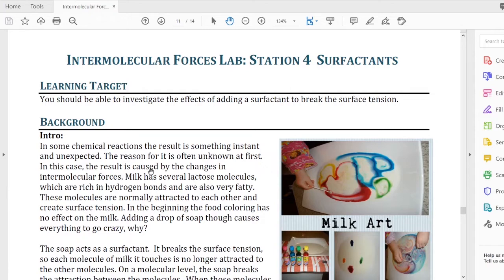So in some chemical reactions, the result is something instant and unexpected. The reason for it is often not known at first.